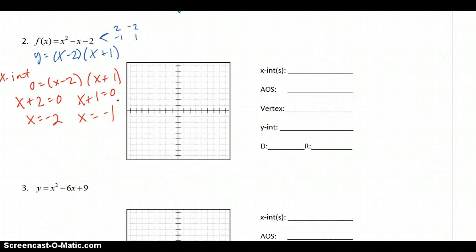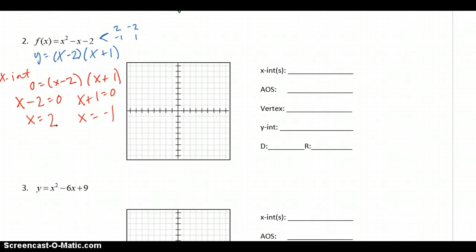Wait, how did you get x plus 2 if it's x minus 2? Yeah. Oh, I'm sorry, I wrote that wrong. You're right. This should be x minus 2 equals 0, so that means x has to be positive 2. Thank you. Right? So we found our two x-intercepts.